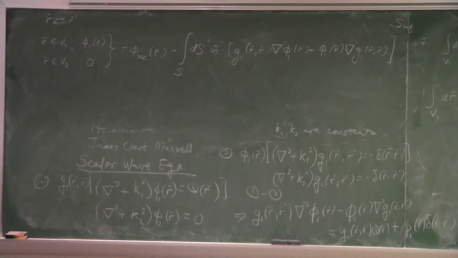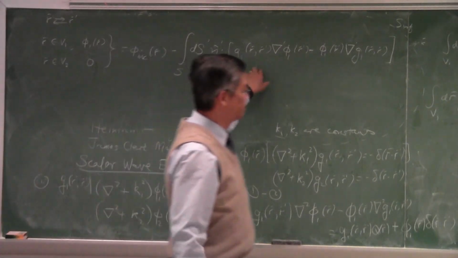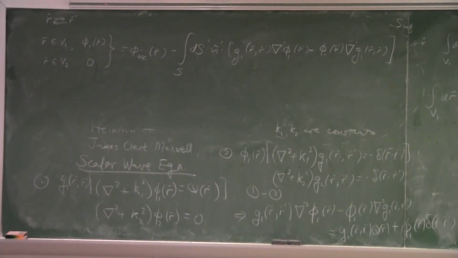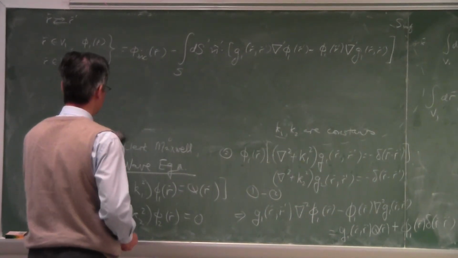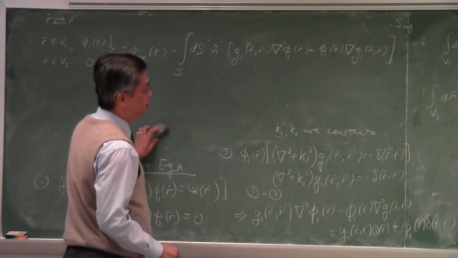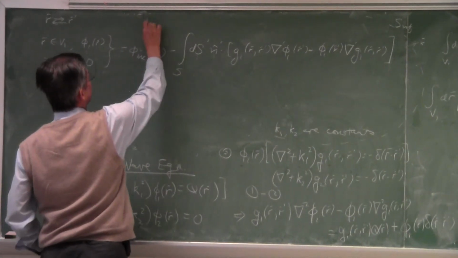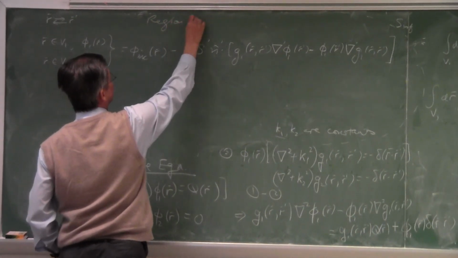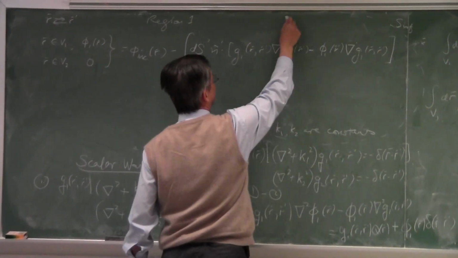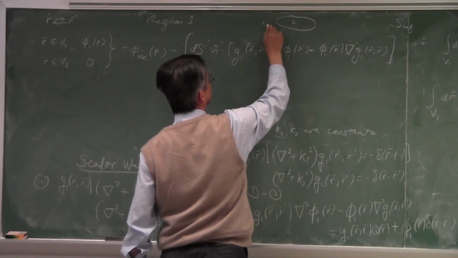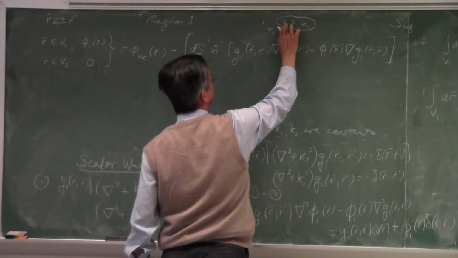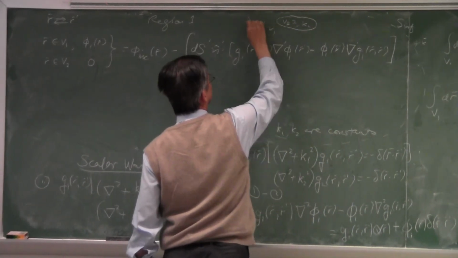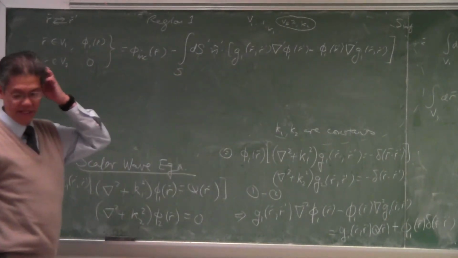Okay? Can everybody follow? You get this term from this term over here. I swapped R and R prime, and you get this thing over here. This is for region 1. You have this scattering problem: you have region 2, region 1, K2, K1, and V2, then you have V1.